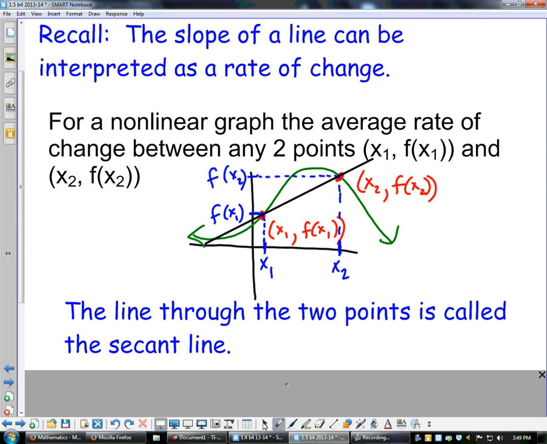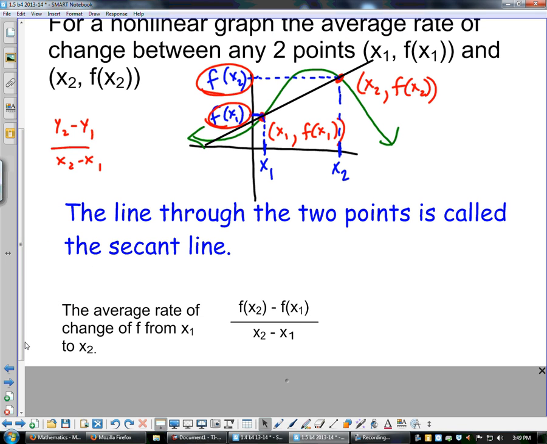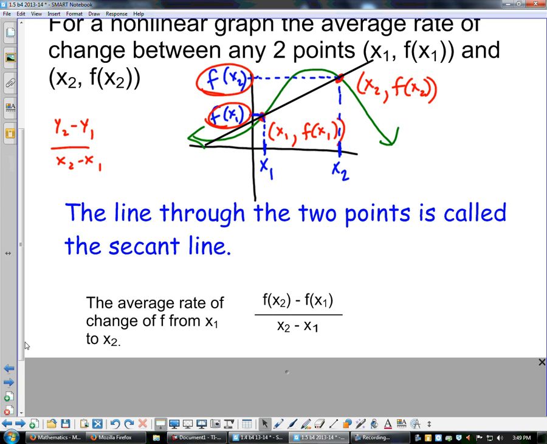So you know that the slope of a line is y2 minus y1 over x2 minus x1, but in this case the y2 would be f of x2, f of x sub 2, and y1 would be f of x sub 1. So that's why the formula for the average rate of change is, instead of y2 minus y1, f of x2 minus f of x1 over x2 minus x1. That would be the rate of change of the function from x1 to x2. And you are usually given those x values.